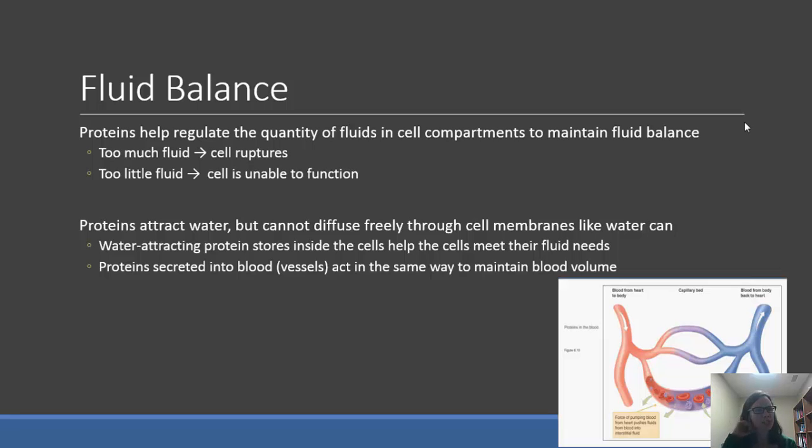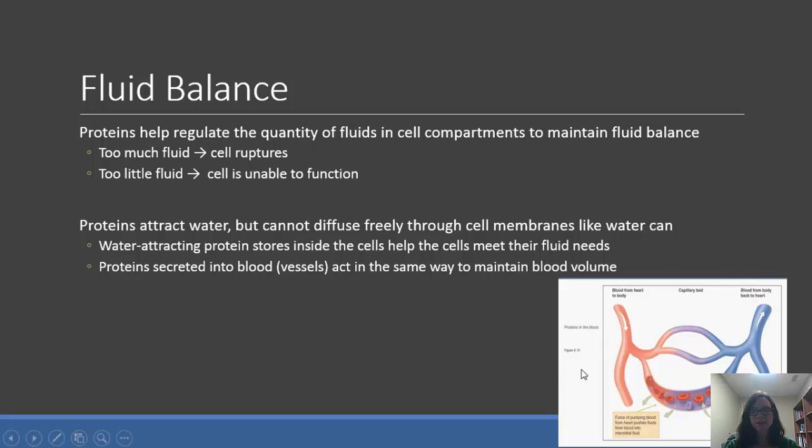The method through which proteins help to maintain this fluid balance is that proteins attract water, but they can't diffuse freely through the cell membranes like water can. Therefore, the water-attracting proteins stored inside the cell help bring the water into the cell and keep it in the cell instead of diffusing back out. And this same method occurs with proteins secreted into the blood vessels to maintain blood volume.